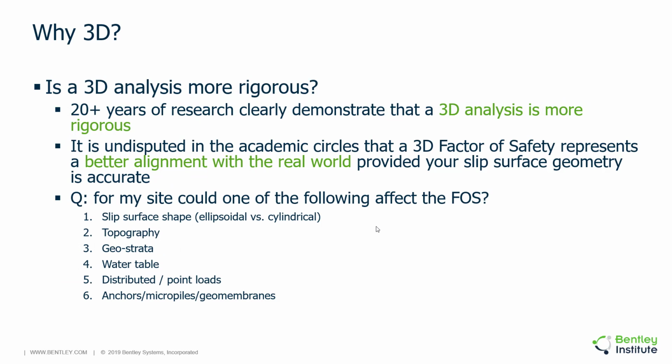So sometimes we get the question, is a 3D analysis a better analysis, or is it more rigorous? Well, actually that's a fairly straightforward question to answer, in that we have approximately 20 plus years of research that clearly demonstrate that a 3D analysis is more rigorous. We typically haven't approached it because it's a little more work with the software historically, and it can be more complicated. Therefore, we simplify and do a 2D analysis. However, I would suggest that the software tools have come a long way in recent times, and now the time difference between performing a 3D analysis as opposed to a 2D analysis is not that much different. It's really undisputed in academic circles that 3D factors of safety represent a better alignment with the real world, provided you build your model right and your slip surface geometry is accurate.